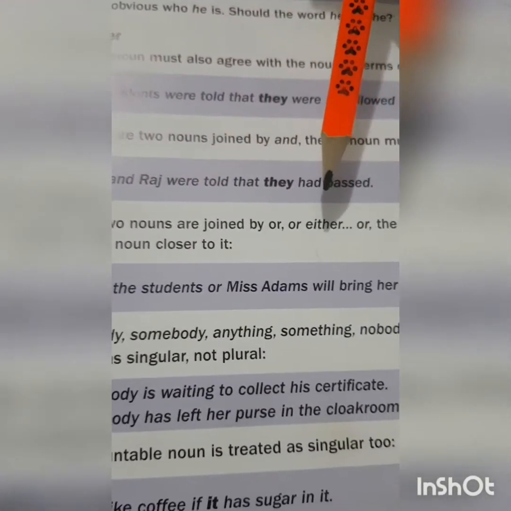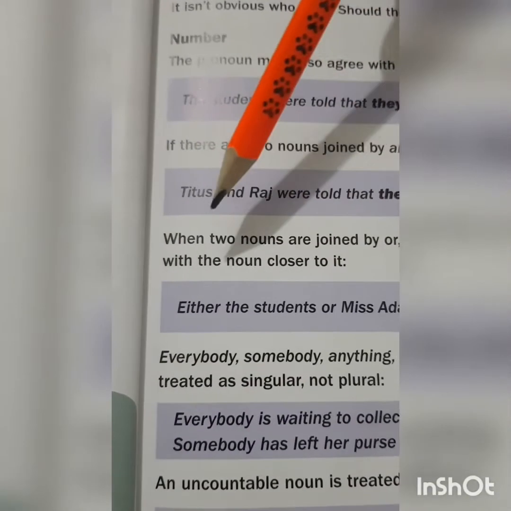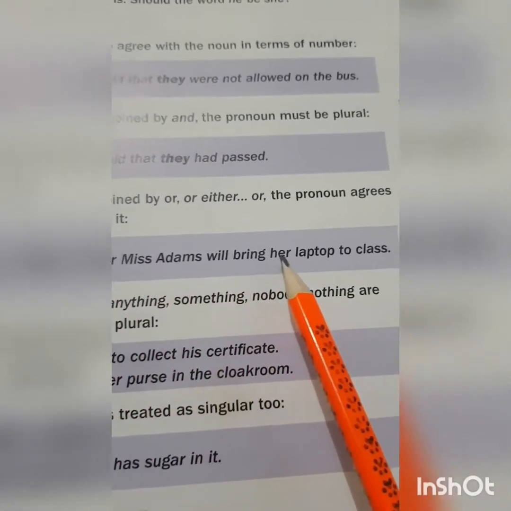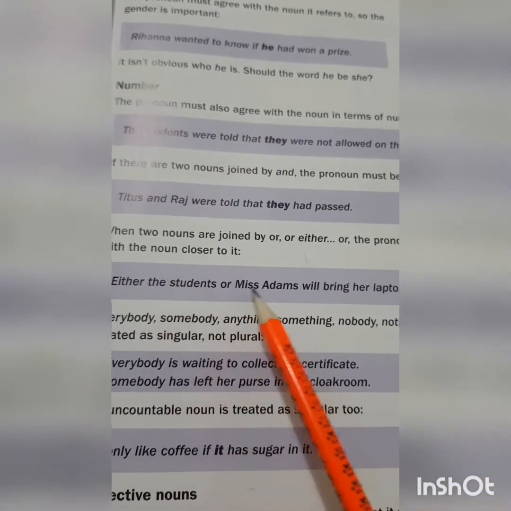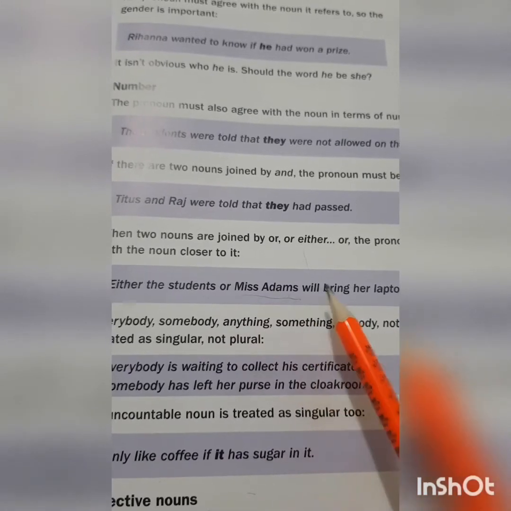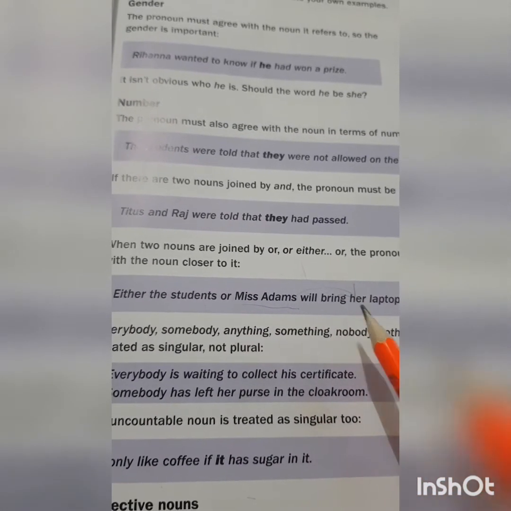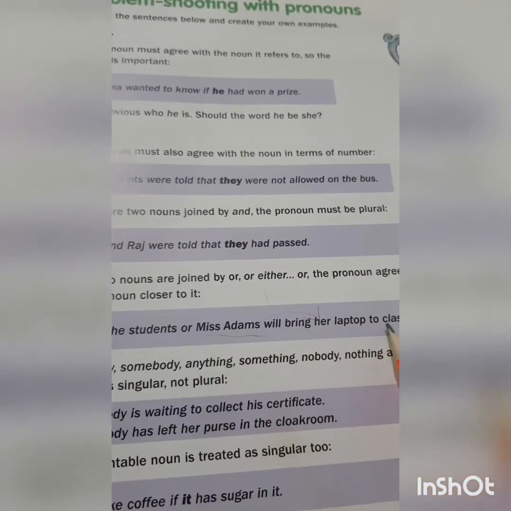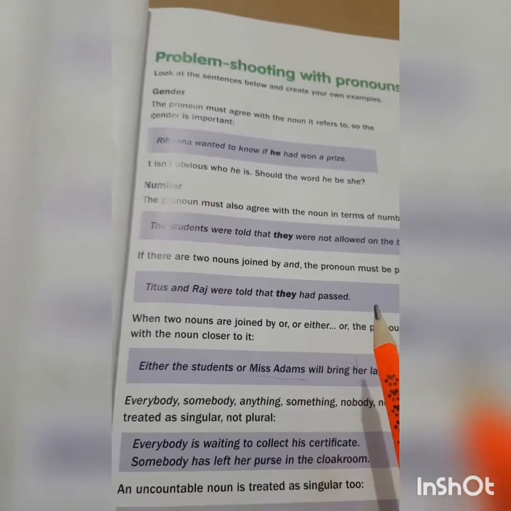When two nouns are joined by or, or either or, the pronoun agrees with the noun closer to it. So here we have either the students or Miss Adams will bring her laptop to class. Now, yes, we said students here, but Miss Adams is closer to the pronoun used. So either the students or Miss Adams will bring her laptop to class. We use the one that is closer for the pronoun to match.